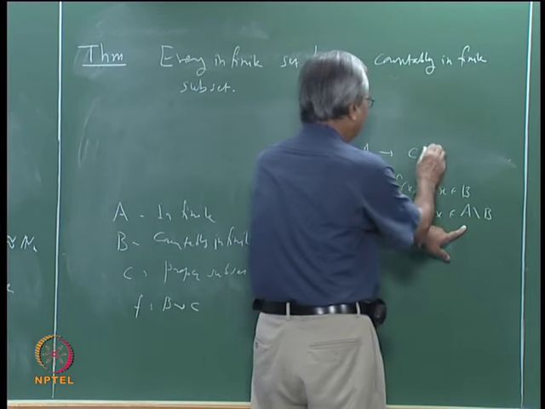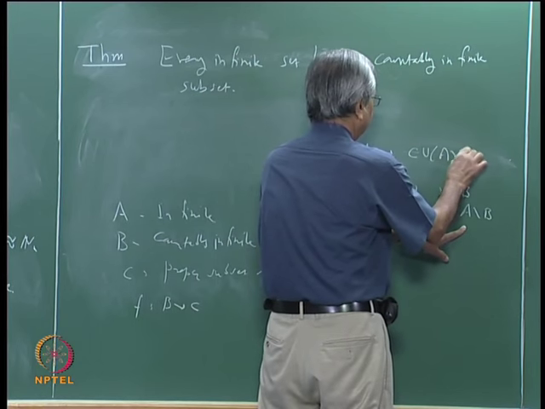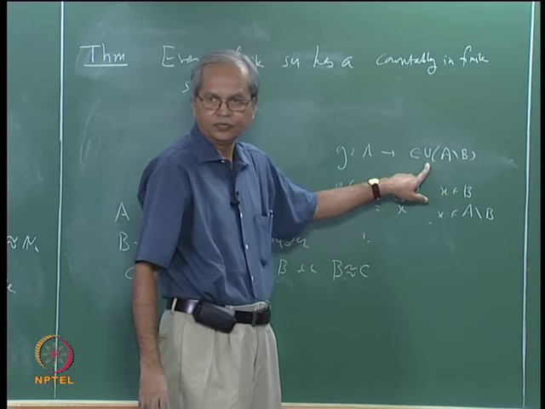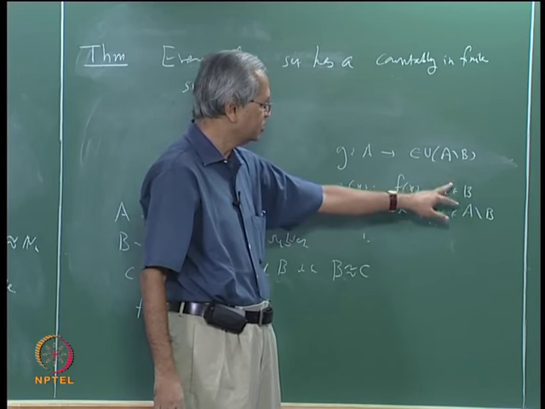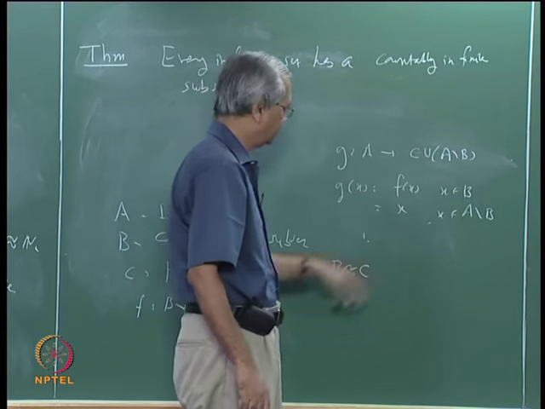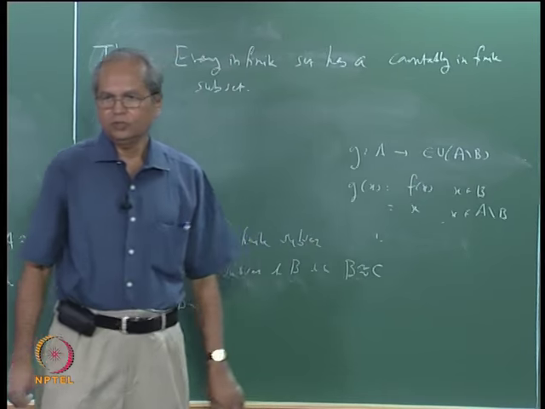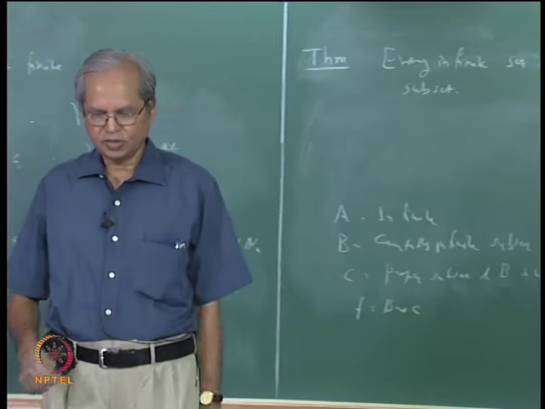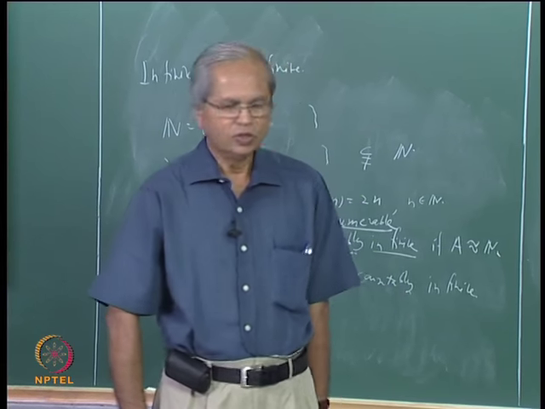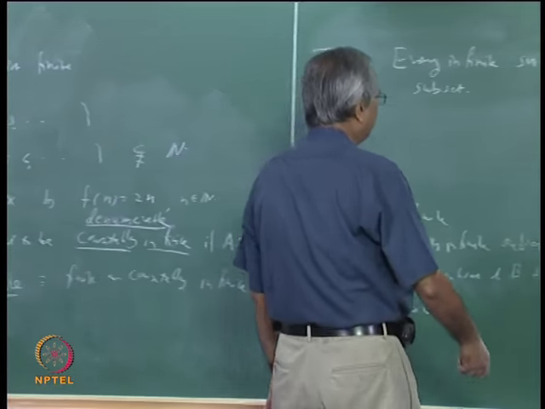So C union A minus B, right? And is that a proper subset of A? Yeah, because we have removed the elements, so this is not the same as A minus B, right? Okay. We have removed the elements which are in B but not in C. So this is a proper subset of A, and that is numerically equivalent to A.